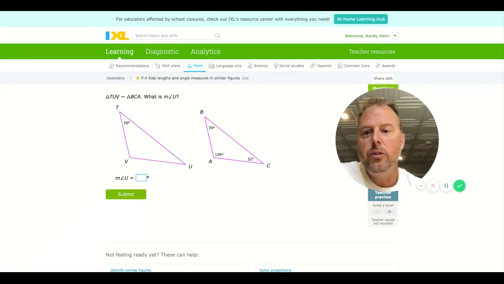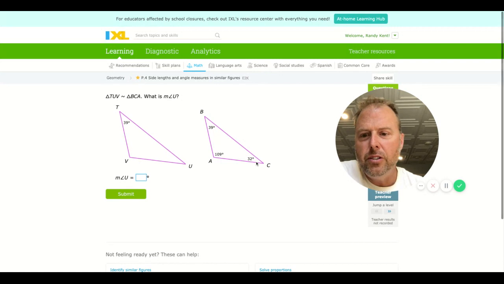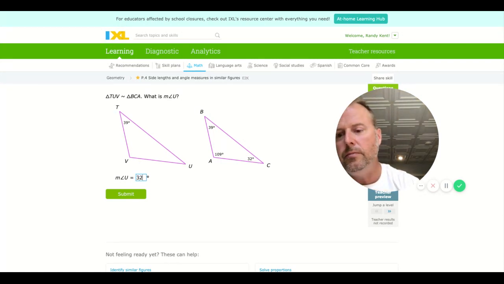Triangle TUV is similar to BCA. So TUV, BCA. So angle U is going to be what? Well, again, the vertices or the corners here have to be exactly the same on similar triangles. So if C is 32, U also has to be 32.